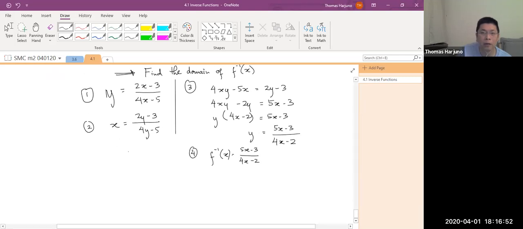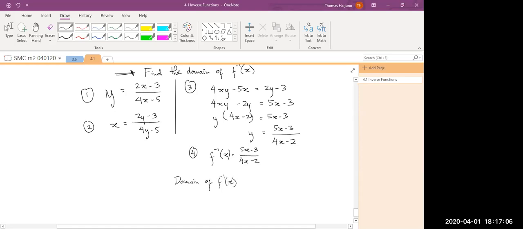Now then, what is the domain of this inverse function? Is it all real numbers except for 1/2?